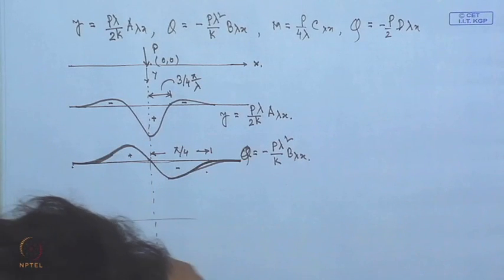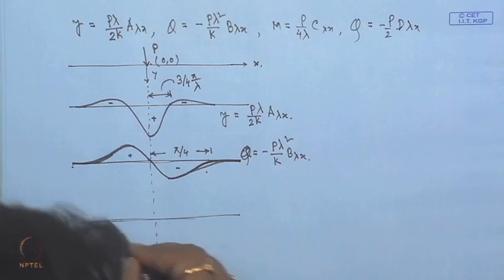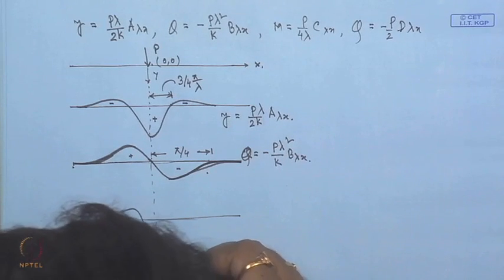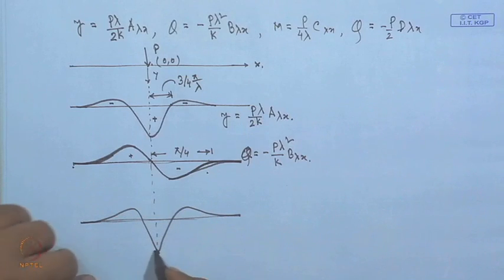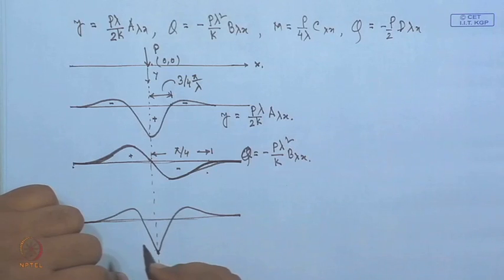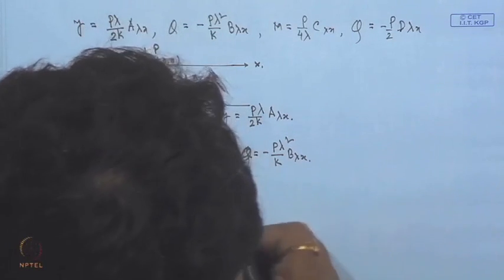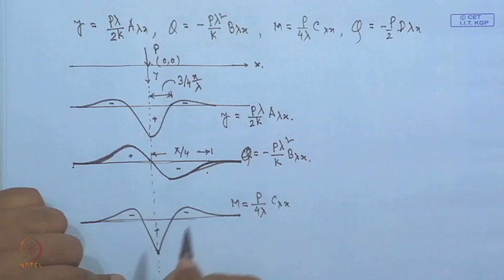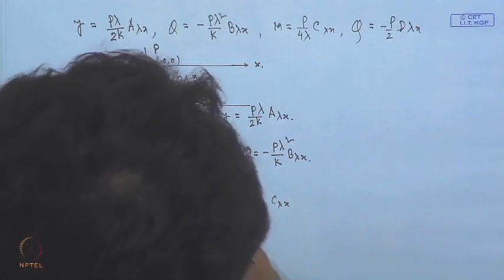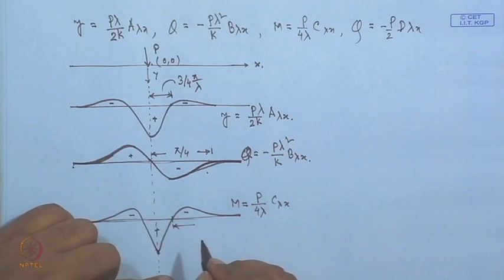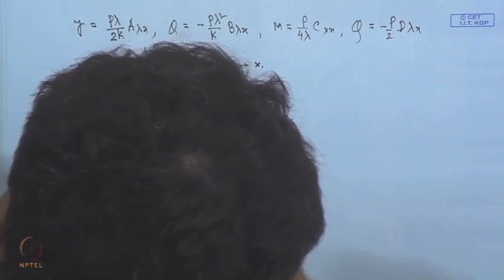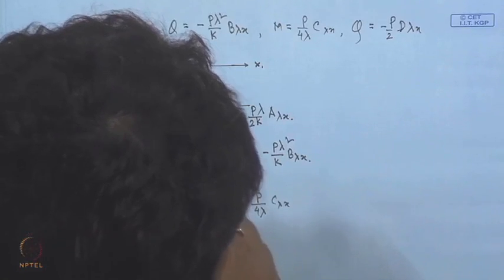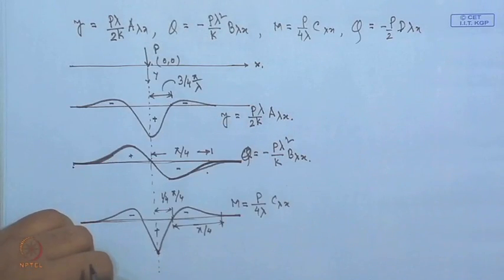Next one is the bending moment, which we can draw in this form. It will start here, then go down, then go up and again to 0. Because the bending moment at the center is maximum, this part is negative, negative, positive. So, the expression is M equal to P by 4 lambda C lambda x, and the negative part extends to pi by 4, and this part is 1/4 by pi by 4.